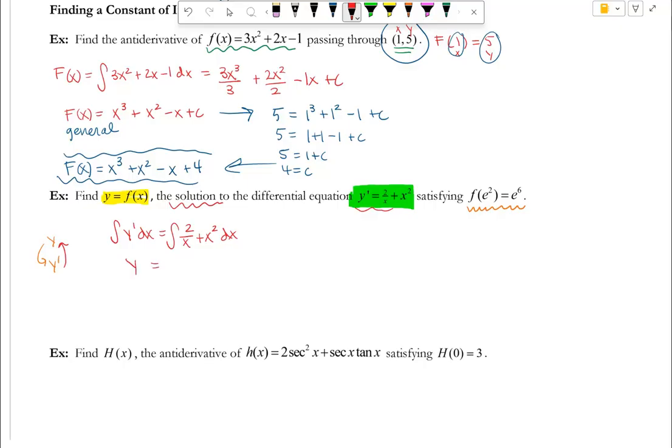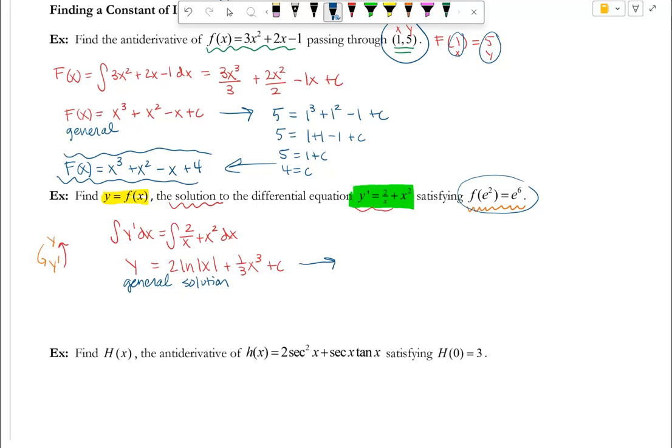The antiderivative of 2 over x is 2 times the natural log of the absolute value of x. The antiderivative of x squared is 1/3 x cubed. And again, we still have a plus c. So again, we call this the general solution. If we were just asked for a solution to this differential equation, this would be our general solution, and any constant we plug in for c is a solution. But we're instead asked to find the specific or particular solution that's going to satisfy this point.